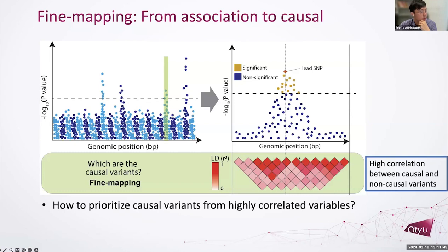So if we just focus on samples from a single population, it can be hard to identify which SNP is actually causal, because the causal SNP can be correlated with non-causal SNPs. Here this heat map just shows the correlation pattern among the SNPs in the local region. All of them can be very high in the short region. So now the key problem is, how can we prioritize the actual causal SNPs from the highly correlated variants in the local region? And this is what fine-mapping is trying to do.